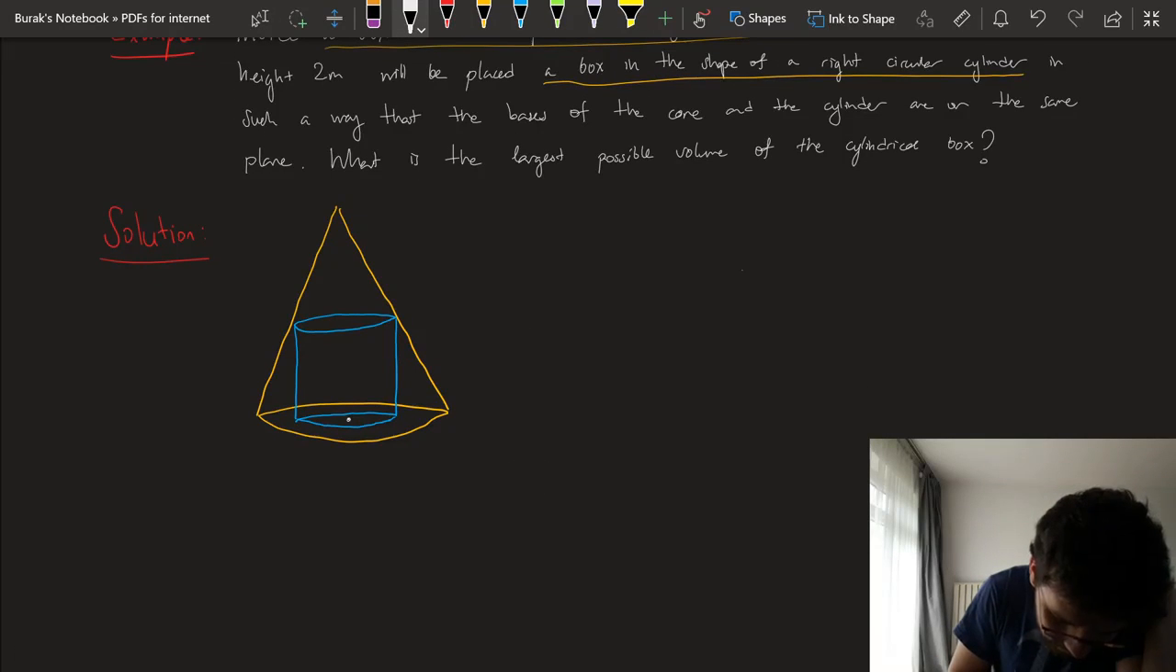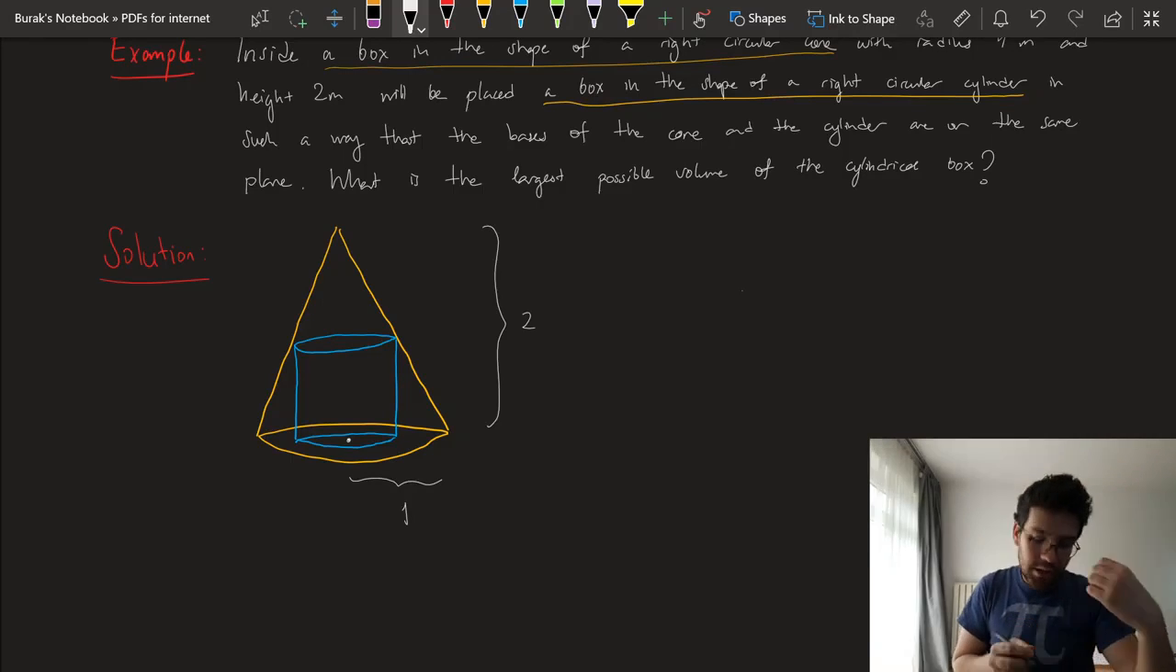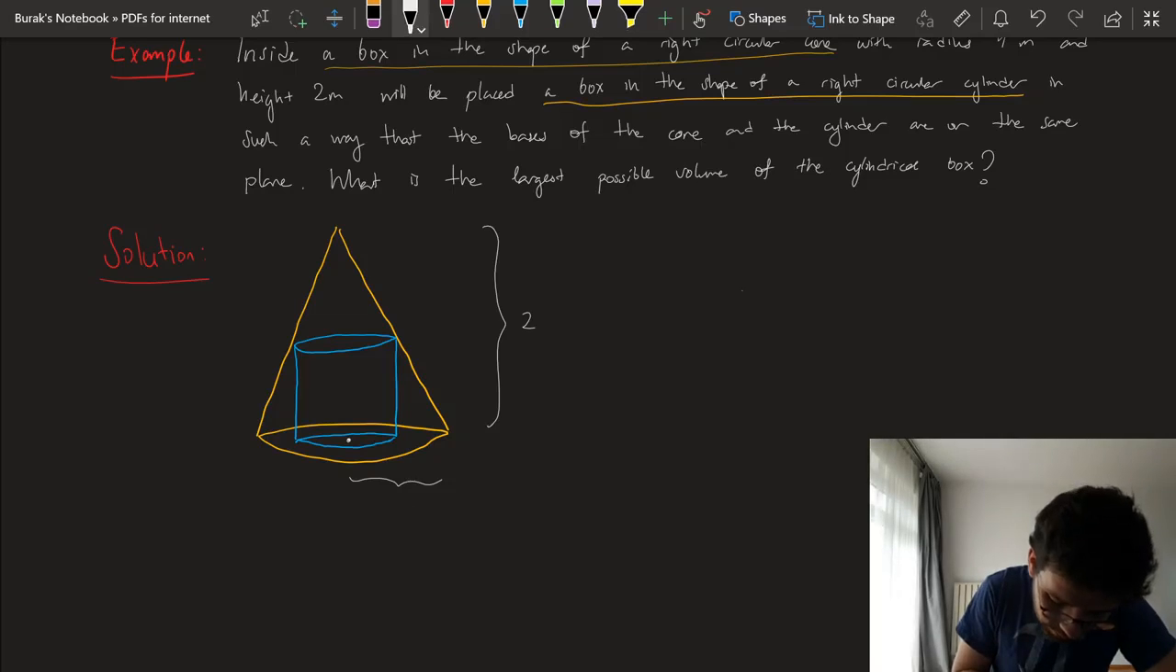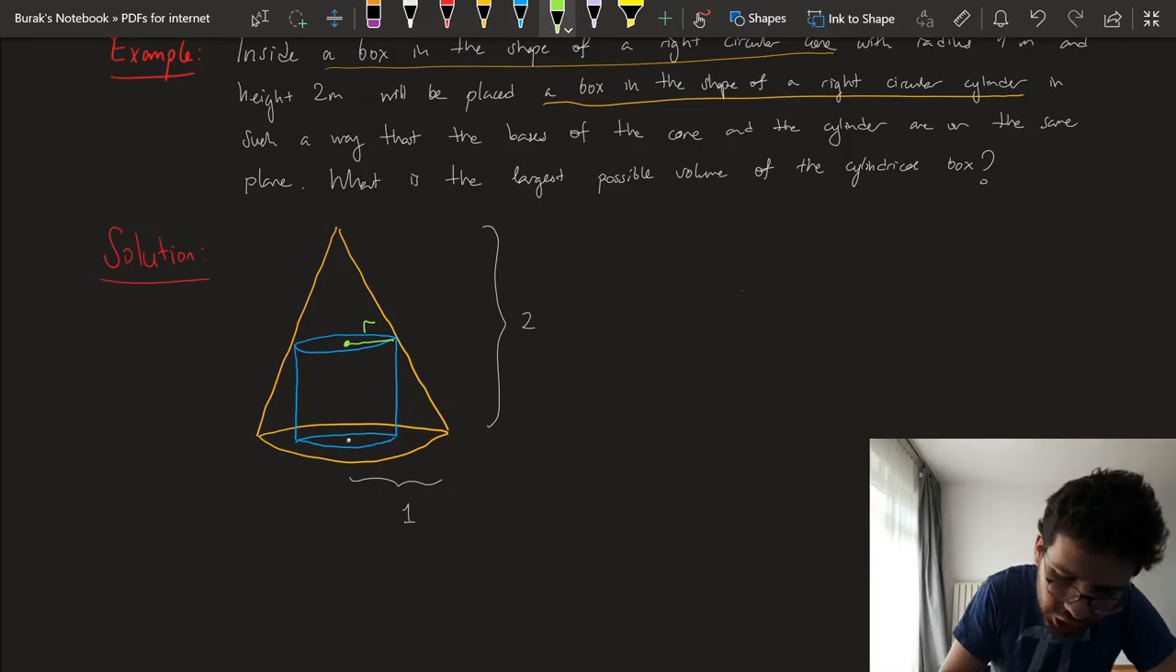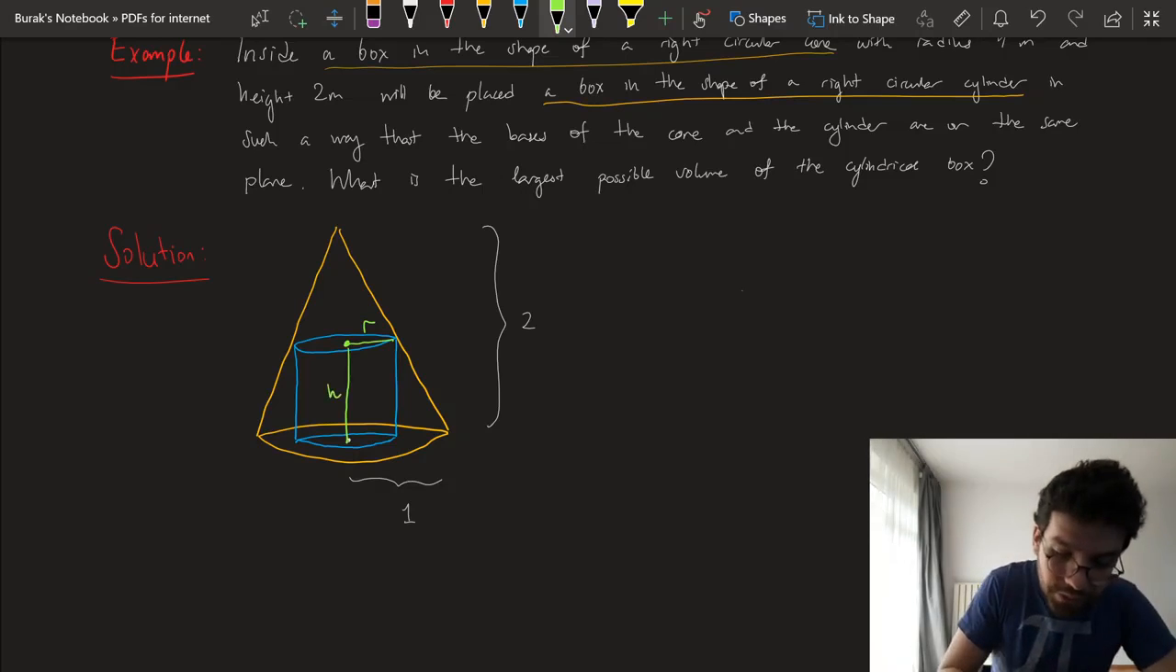I'm given that the height of this cone is 2 meters and its radius is 1 meter. Let me call the radius of this cylinder r, and let me call its height h.